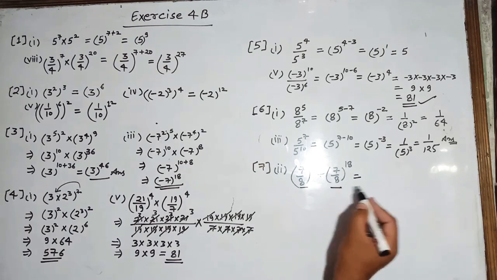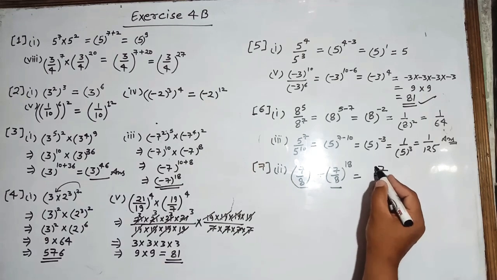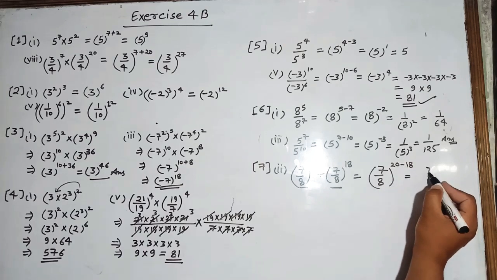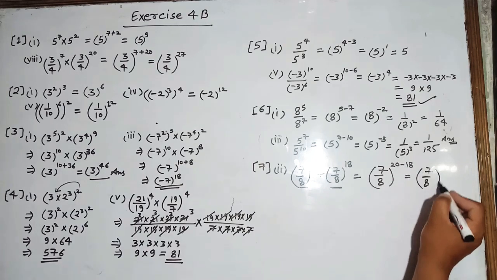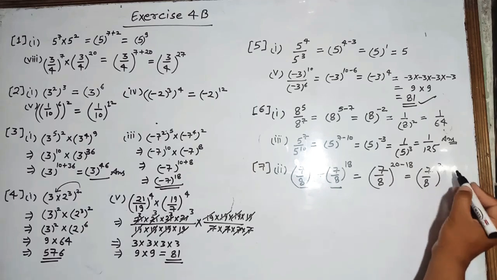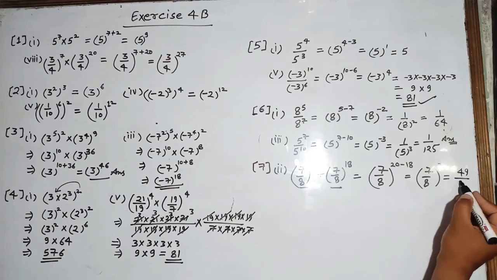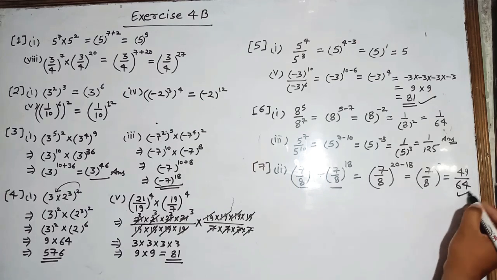The base is same. So we will write the base 7 upon 8 and subtract the powers, 20 minus 18. So it will be equal to 7 upon 8 to the power 20 minus 18, which is 2. So 7 7 ja 49 upon 8 8 ja 64. So this will be our answer.